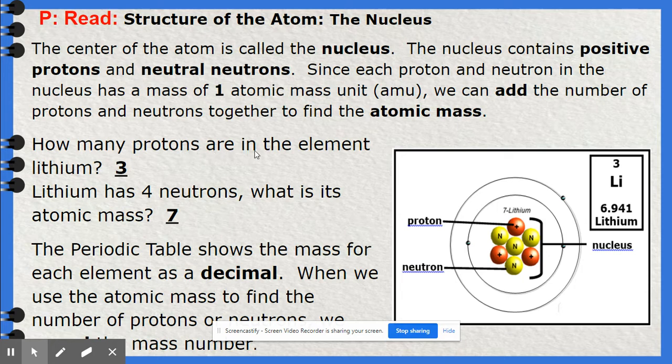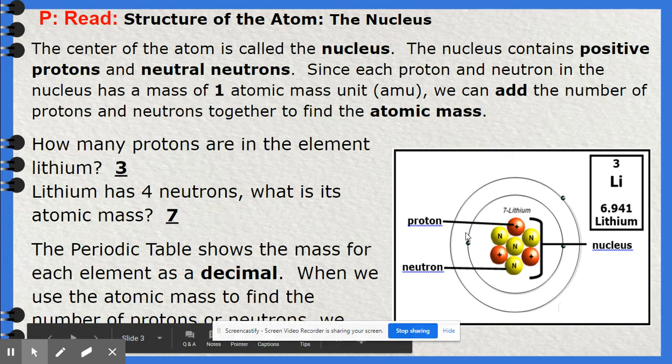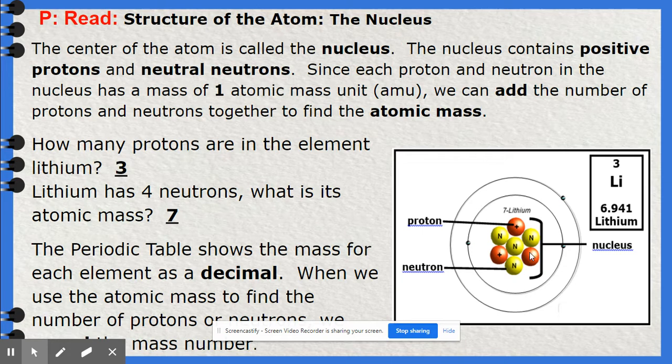How many protons are in the element lithium? So this is a lithium atom here, and if we want to know how many protons, we can count 1, 2, 3. Or we can go to the periodic table and look at the atomic number. The atomic number equals your protons and equals your electrons.